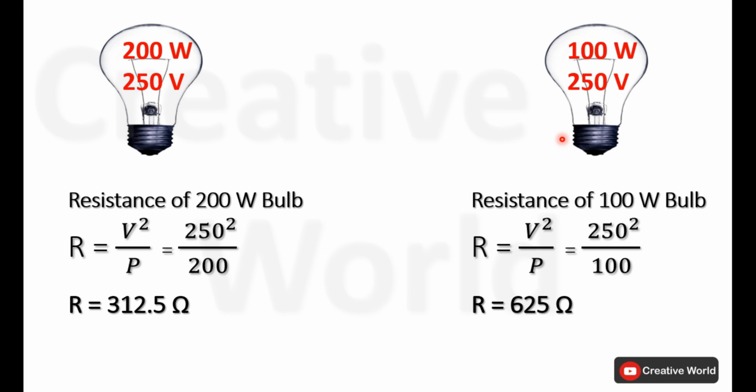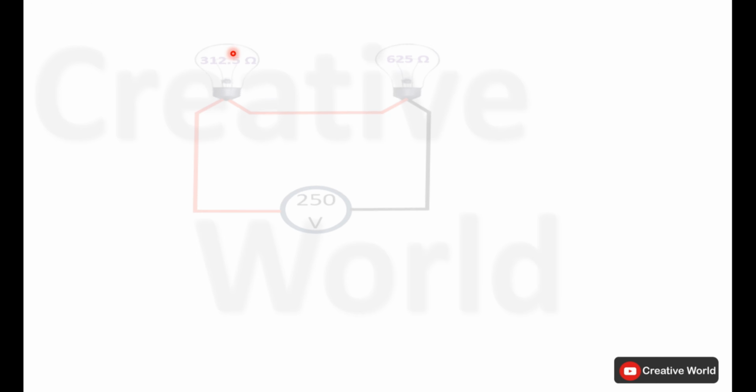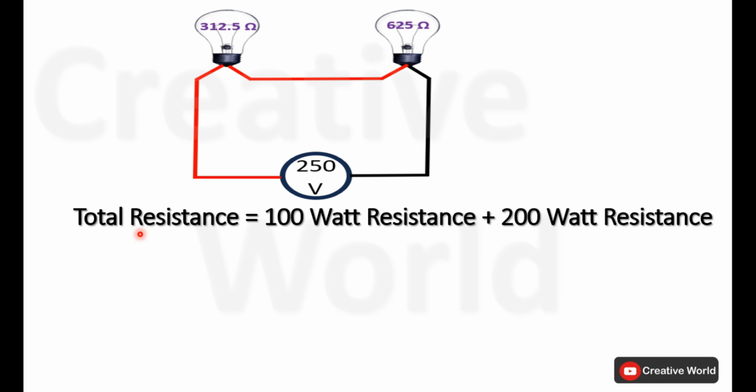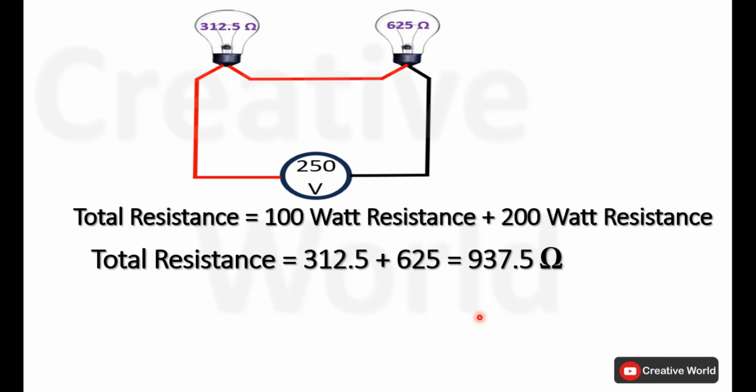We can make the series circuit. Resistance values of both bulbs are shown in this circuit. It is a simple series circuit. We can calculate the accumulative resistance of both bulbs. So the total resistance of both bulbs will be 100 watt resistance plus 200 watt resistance, which is 937.5 ohm. Now we have calculated the total resistance of the circuit.